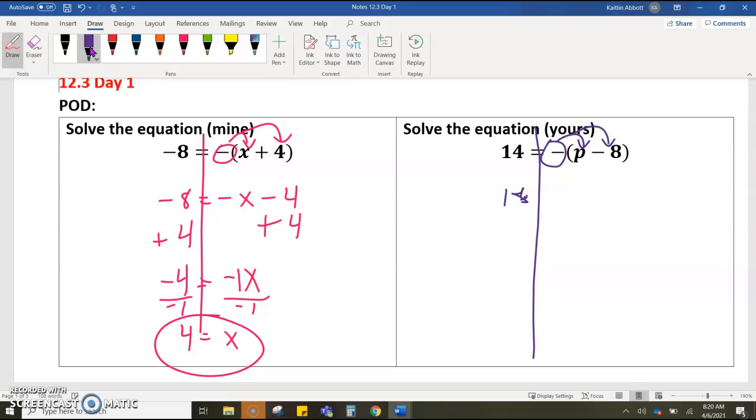If my pen would work. It's working so well. Okay, negative times p gets us negative p, and negative times a negative gets us a positive 8. Okay, now we solve for p. So I'm going to subtract 8 from both sides, -8.